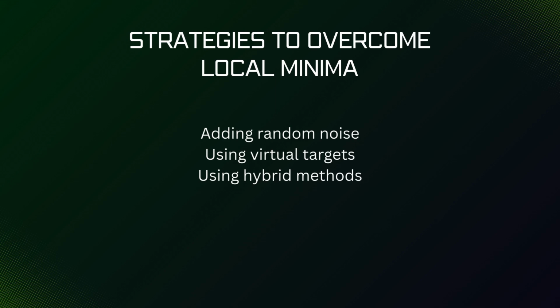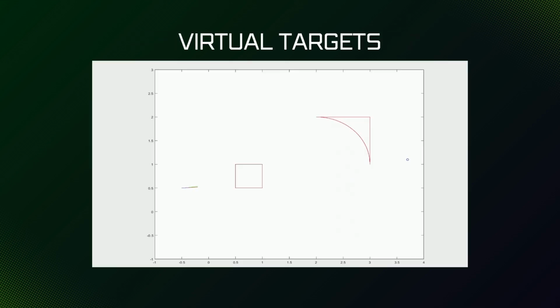The second is to use virtual targets, which are intermediate targets set when the robot is stuck. The robot can move towards this new target, and then once it's out of the local minima, it can move back towards the original goal. The third is to employ hybrid methods of path planning. We employed the strategy of virtual targets.